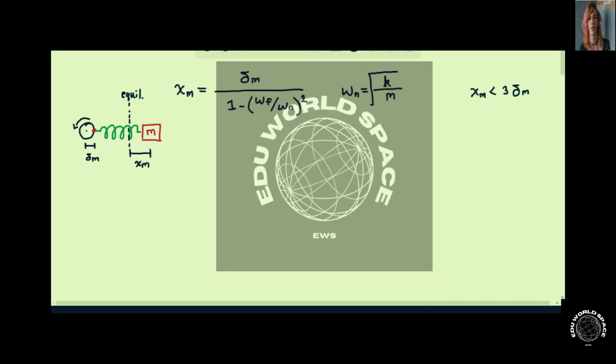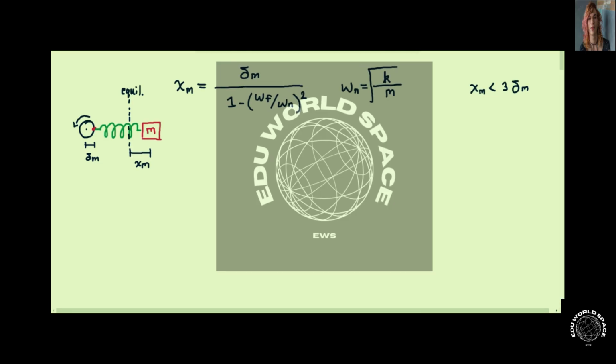Okay, from the model that has been described to us from the problem, we can simplify it to a mass right here attached to a motor with a spring. And the only two equations that we're going to be using are the amplitude of vibration equation and the harmonic frequency equation, as seen over here.